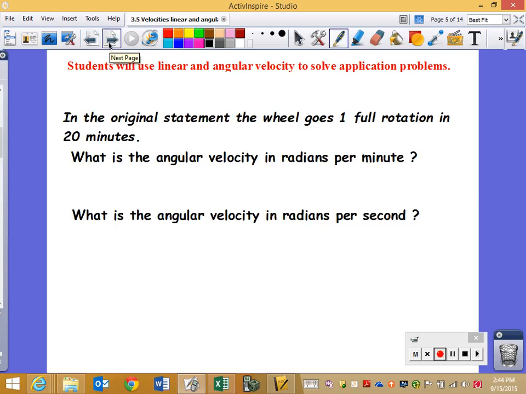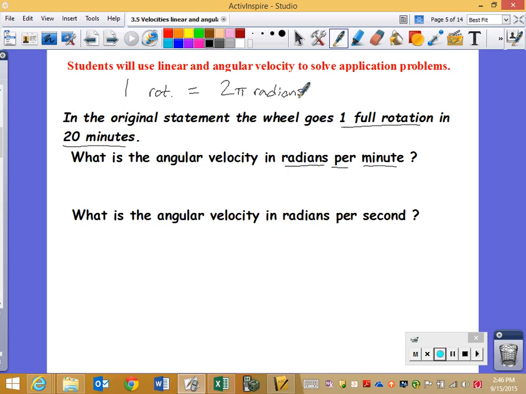So let's try this out. In the original statement, the wheel goes one full rotation in 20 minutes. So we want to find the angular velocity in radians per minute. Right now I know that this wheel goes one full rotation in 20 minutes. We want the final answer in radians per minute. Note, I already have minutes, but I have a rotation instead of radians, so I have to switch rotations to radians. Remember, one rotation, we'll say 1 ROT, is one time around the circle, which is 2 pi radians.